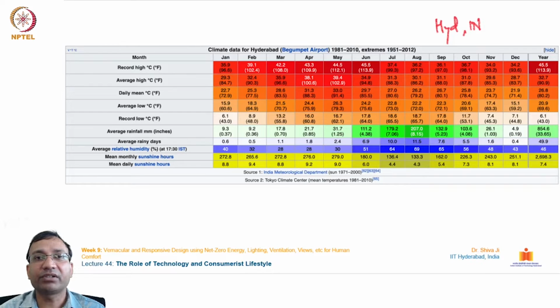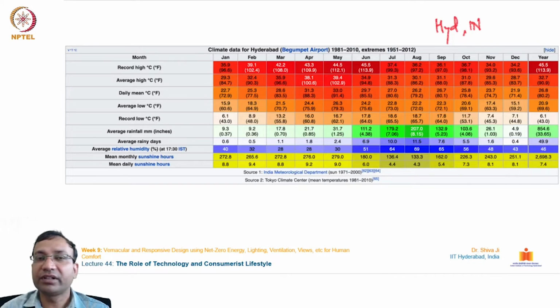The extreme temperature recorded over the years is 45.9 degrees centigrade. In the months, June is considered to be one of the hottest ones, with an average record high of 45.5 and a daily mean of 29.7 degrees centigrade. The lowest temperature recorded over here is 6.1, and that was recorded, I think, in the month of January.